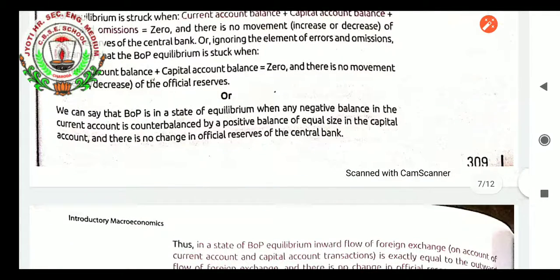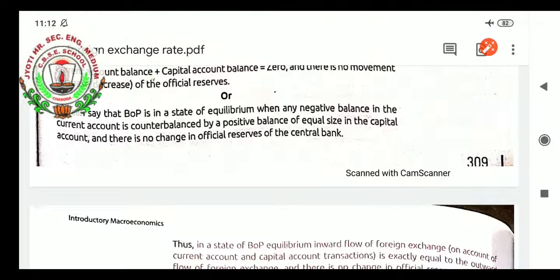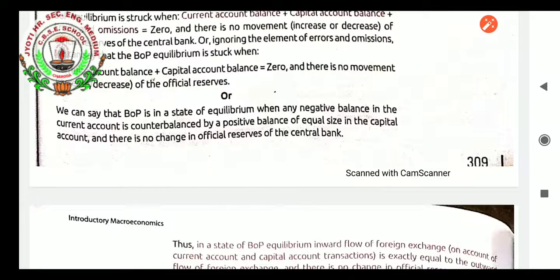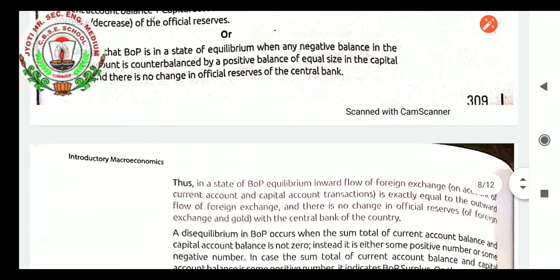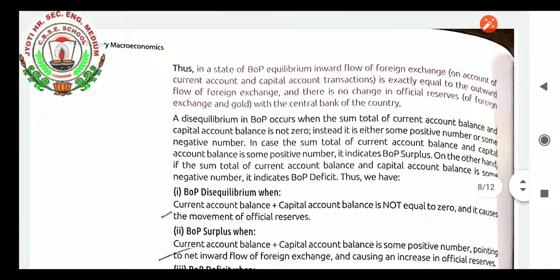We can say that BOP is in a state of equilibrium when any negative balance in the current account is counterbalanced by a positive balance of equal size in the capital account and there is no change in official reserves of the central bank. Thus, in a state of balance of payment equilibrium, the inward flow of foreign exchange on account of current account and capital account transactions is exactly equal to the outward flow of foreign exchange and there is no change in official reserves of foreign exchange and gold.